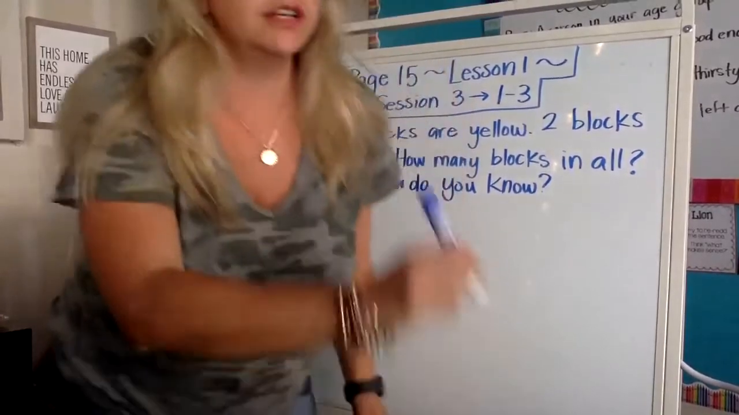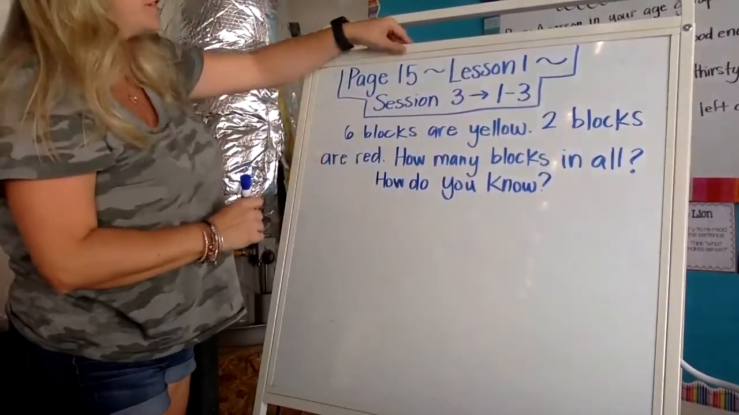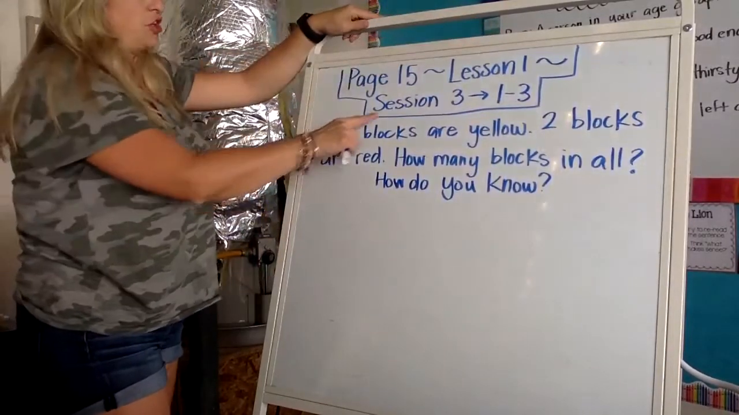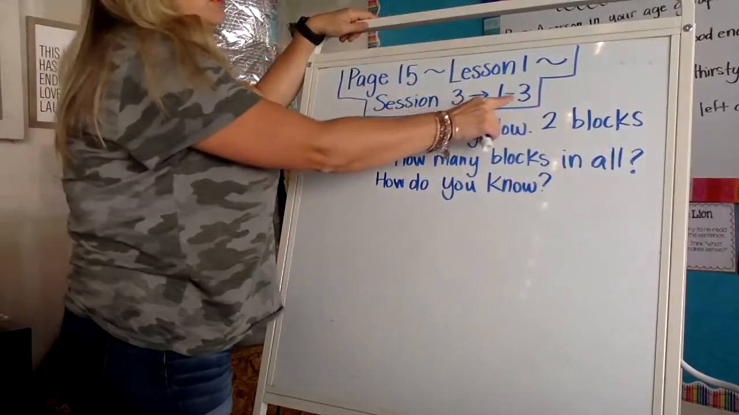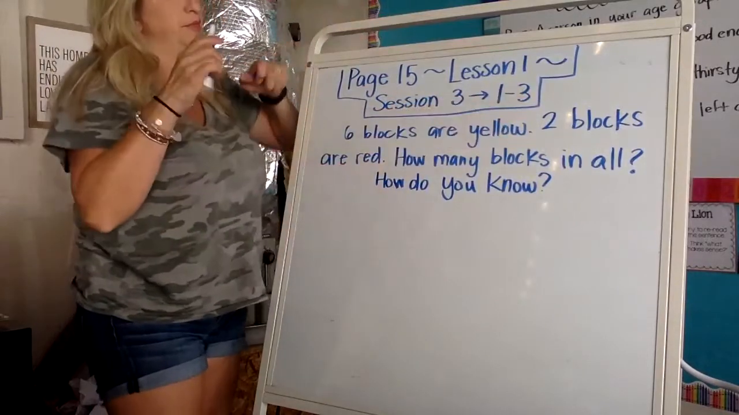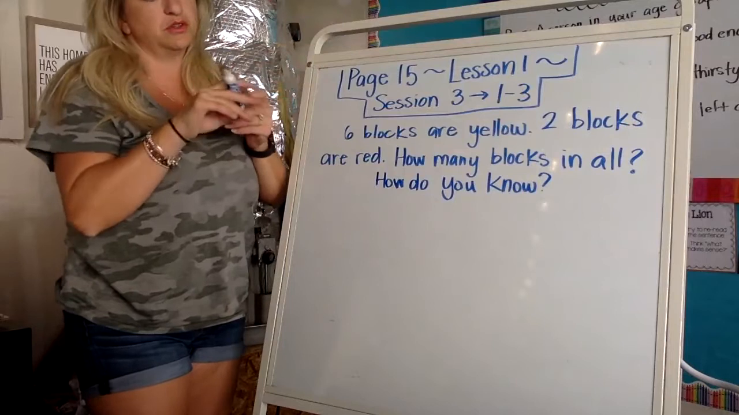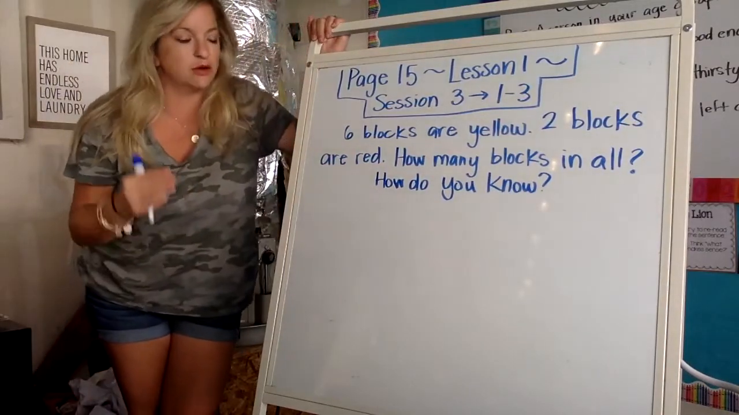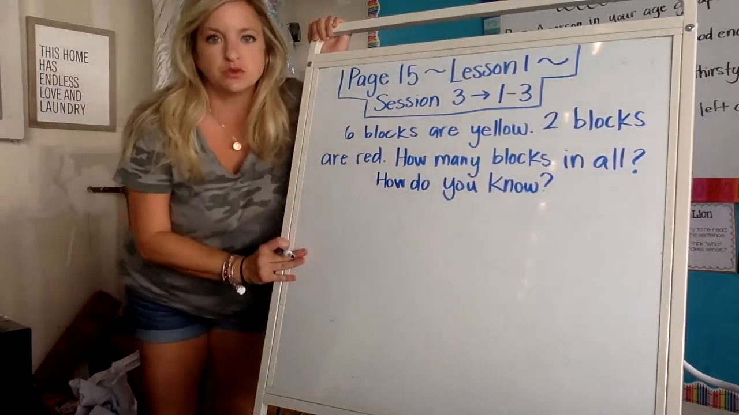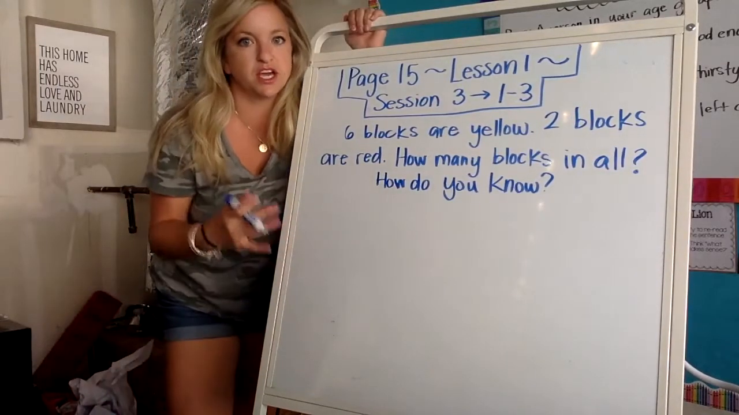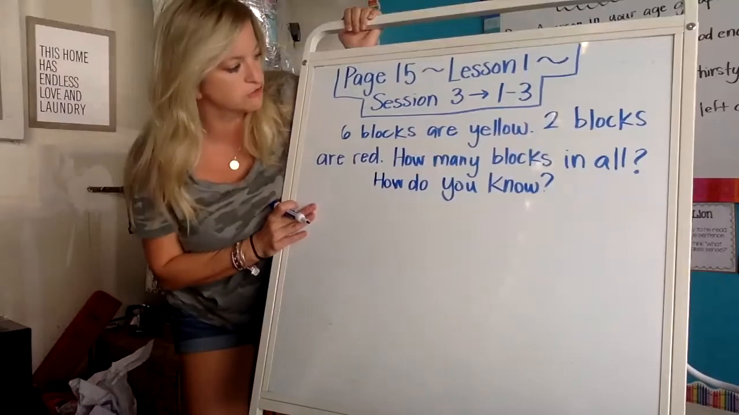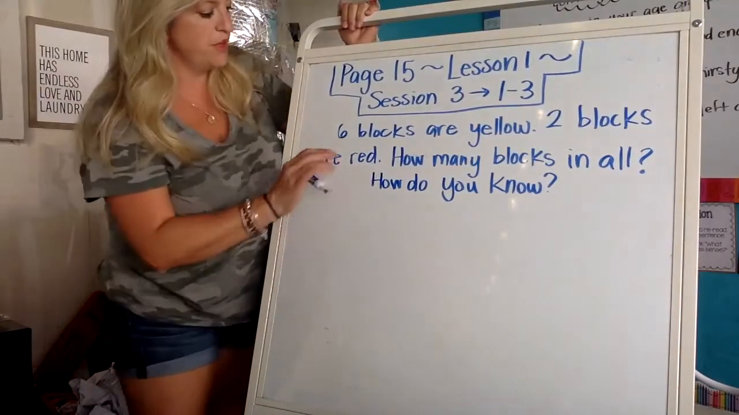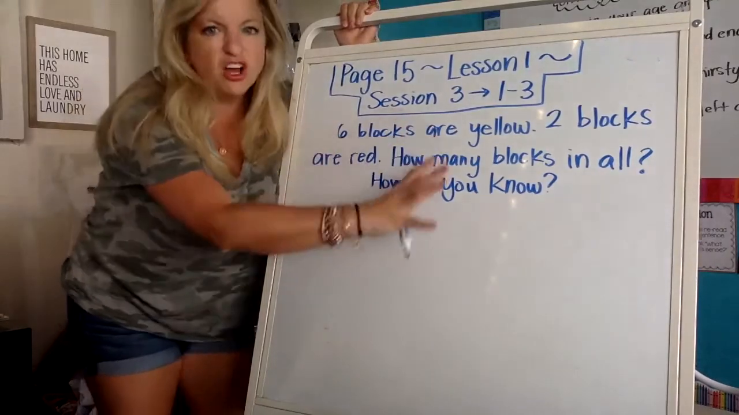We are on page 15. This is still lesson 1, section 3, so we call it 1-3. We are going to do some learning today in our math books. We're still counting on. If this is too easy for you, I suggest maybe using a higher number to start counting on from. So on page 15, you have a math problem, and it has all of these words.